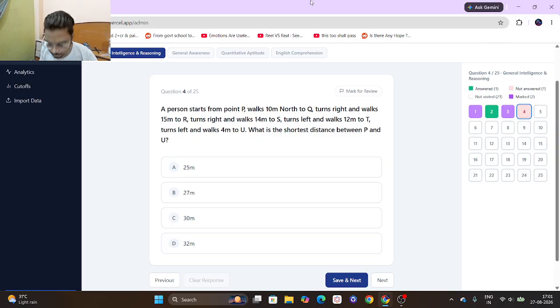What is the shortest distance between P and U? The shortest distance between P and U is 15 plus the distance between S and T, which was 12. 15 plus 12 is 27.